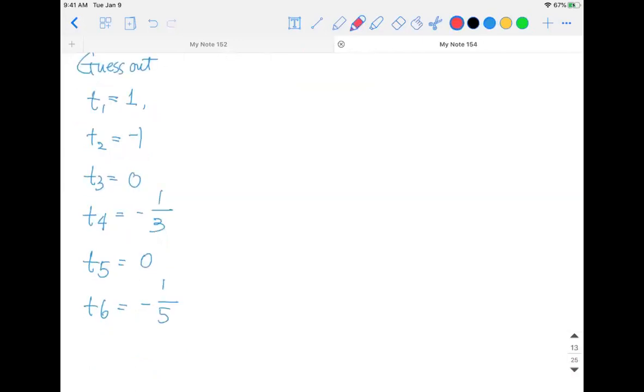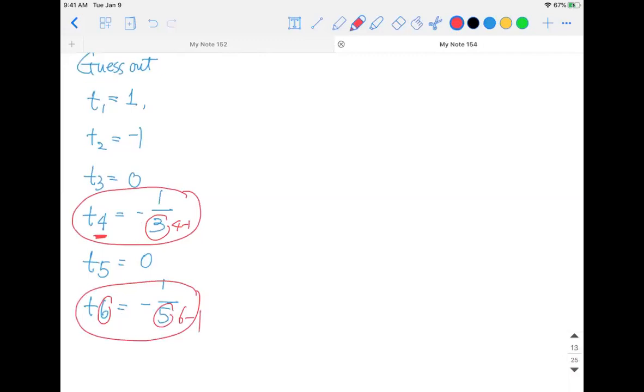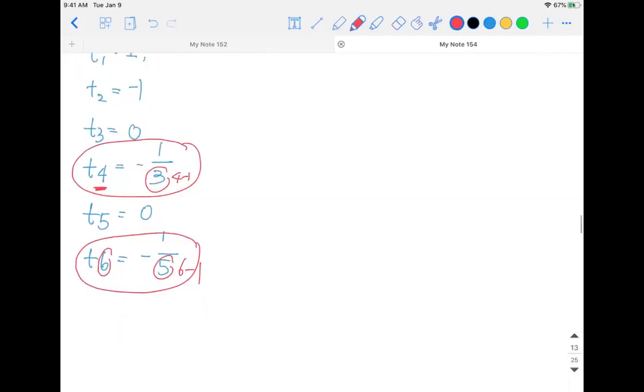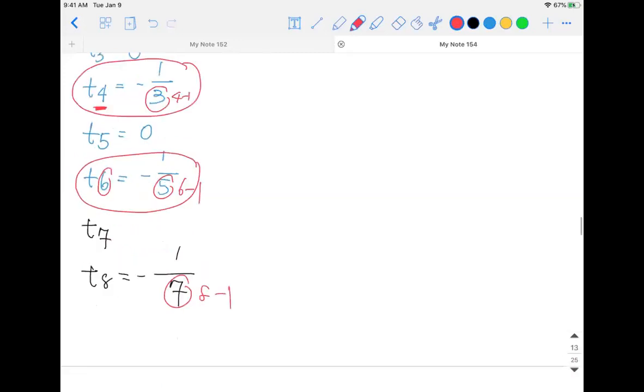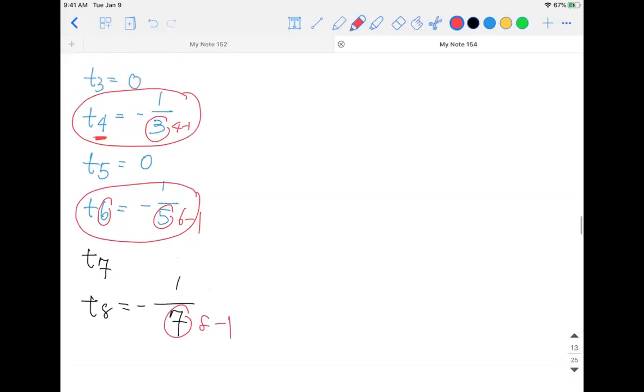You basically find out, you see? As long as you find this, an even term is always -1 over, looks like, 4 minus 1, right? Even term, -1 over 6 minus 1. If you're not so sure, you can try to write T7. T8 will be -1 over 7, so this is going to be 8 minus 1. Is that right? You just find a pattern. There's no magic. Find a pattern, so maybe you can guess it out.